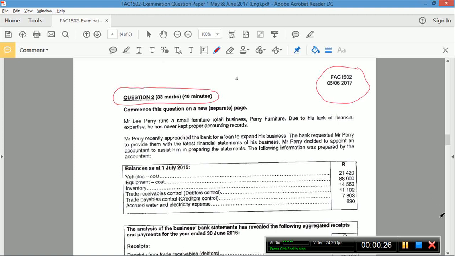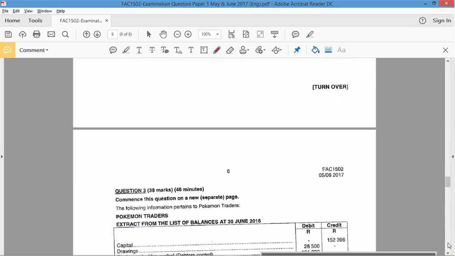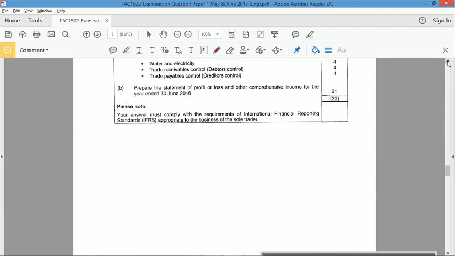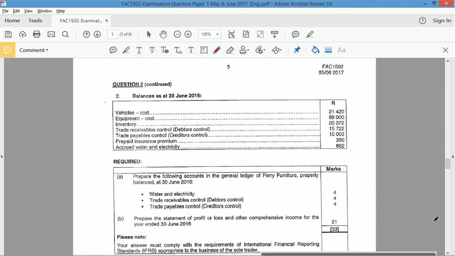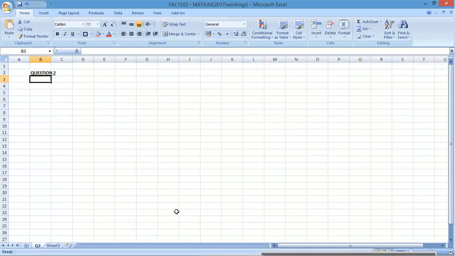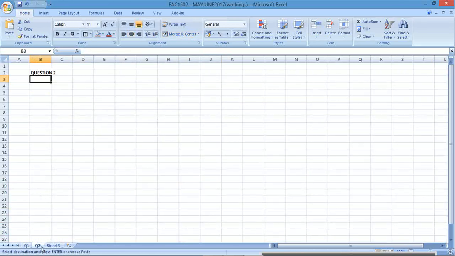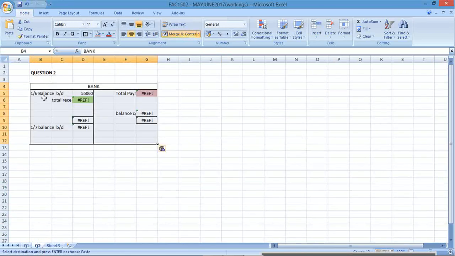So what are they asking us for? Okay, you're looking at that. I would look at this first. This, required. That's where you go, and then you come back and you read that. So what do they want? Prepare the accounts in the general ledger. That's not too bad. That's T accounts. So we need a T account for these accounts. So let's just take that T.